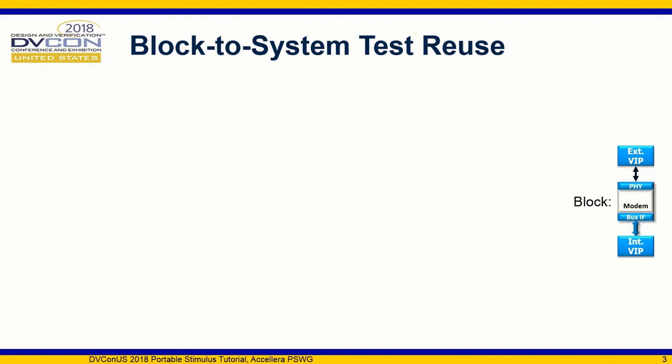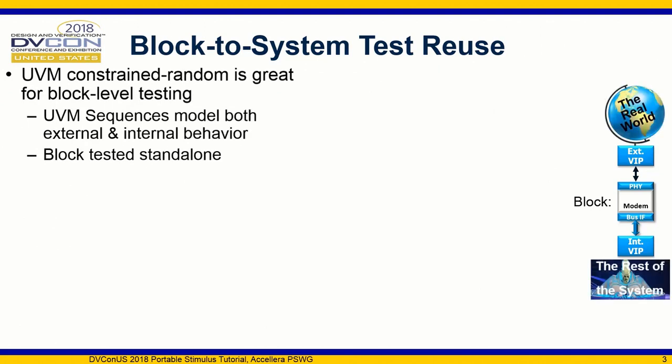So at the block level, we have a block, maybe it's a modem. We have a couple of pieces of VIP on each of the interfaces. UVM is great for doing constrained random at the block level, right? Because we can control each interface, we can randomize things, we can make sure that we're going to uncover things we hadn't really thought about. And we have what I refer to as external stimulus, which is modeling the real world, and we all know the real world is a messy place. And the other is the internal VIP, which is sort of the rest of the system.